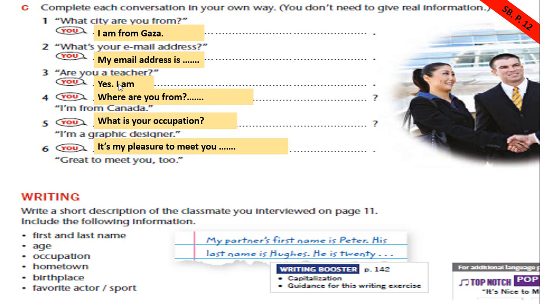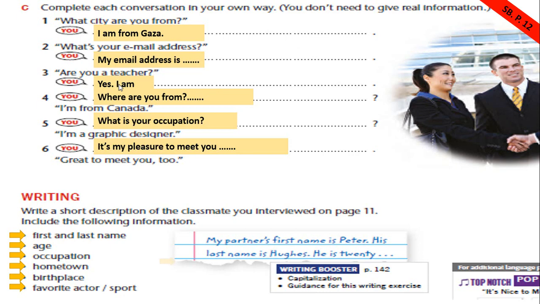Now, the last exercise is writing. Write a short description of the classmates you interviewed on page 11. Remember the information we took on the notepad from a classmate. Include the following information. I need this time to write a paragraph about that person. Try to use the information here like first name, age, occupation, hometown, birthplace, and favorite actor, sport, and you can add any information you wish.